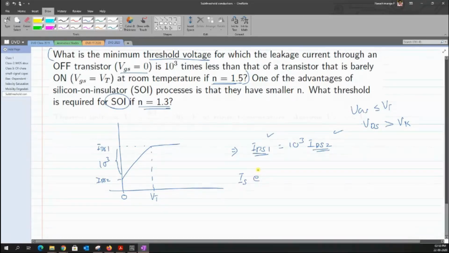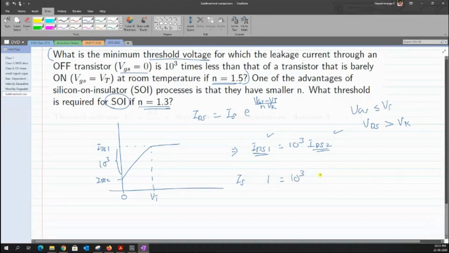In this case, we know that in general, I can bring out the expression of IDS, which is defined as IS e to the power (VGS minus VT) divided by n times VK. I can use this equation and write it as IS e to the power, and the value of VGS that I have when I am at VT will become 0, right? So what happens to the exponential of 0? It will be 1. So it is something like IS into 1.